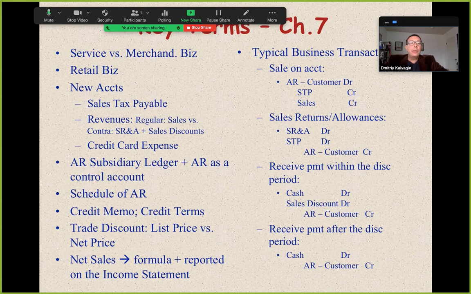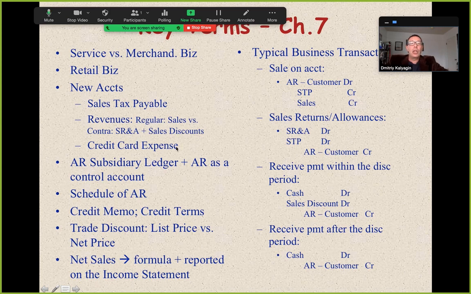So key terms for chapter 7, here they are. We talked about retailing business, merchandising business. I introduced new liability accounts, sales tax payable. We looked at the new group of revenue accounts: sales is the regular account, and you have two contra revenue accounts, sales returns and allowances and sales discounts.